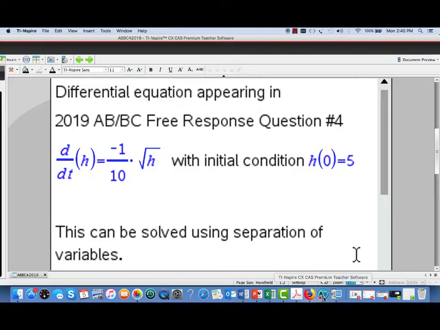This was on the non-calculator part of the exam, so it was certainly intended to be solved by hand using separation of variables. So we're assuming that you've solved such a differential equation by hand, but now you're wanting to get some kind of check on your answer, and we want to show you how you can use the TI-84 to do that.